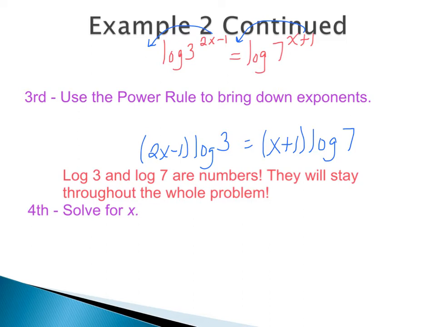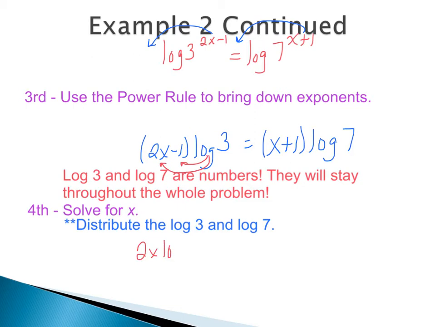In order to solve for x, we need to get the x's on the same side of the equals. In order to do that, we're going to have to distribute. Remember, log 3 and log 7 are constants, so I'm going to end up distributing each. When I distribute our log 3, this becomes 2x times log 3 minus 1 times log 3. On the other side, I'm going to distribute the log 7 in the same way, so we're going to get x log 7 plus 1 log 7.